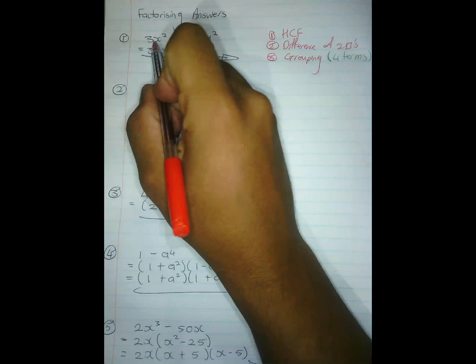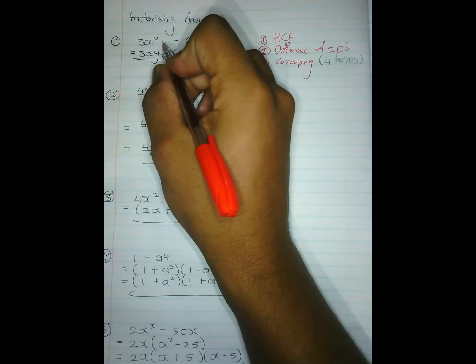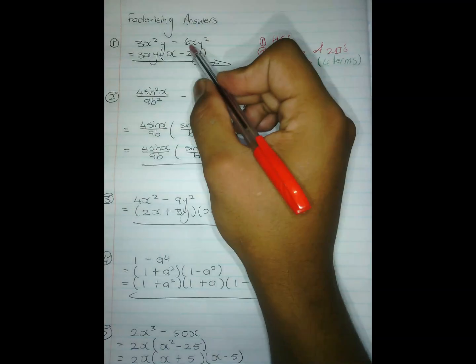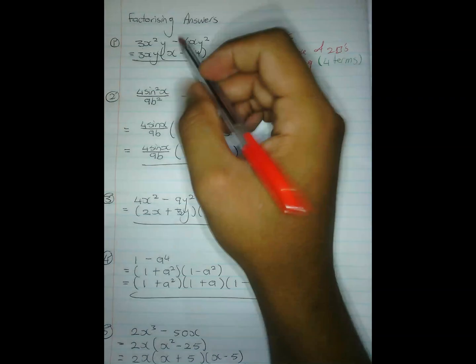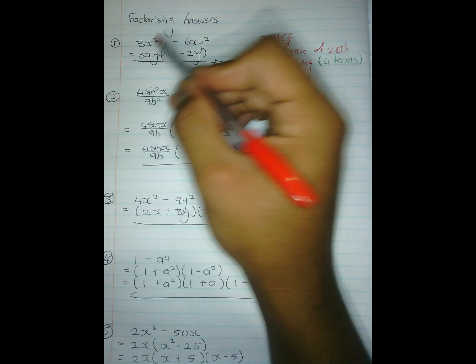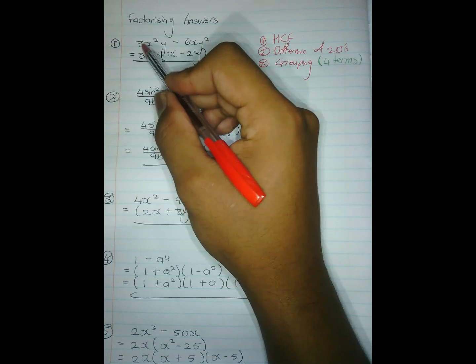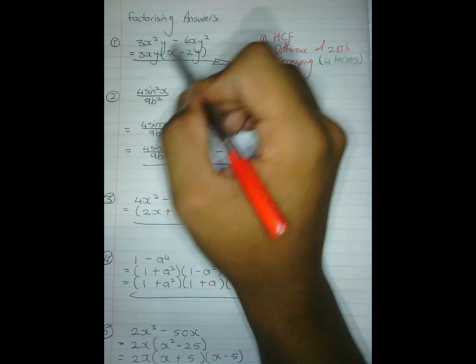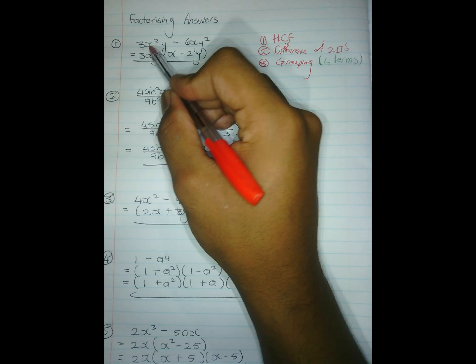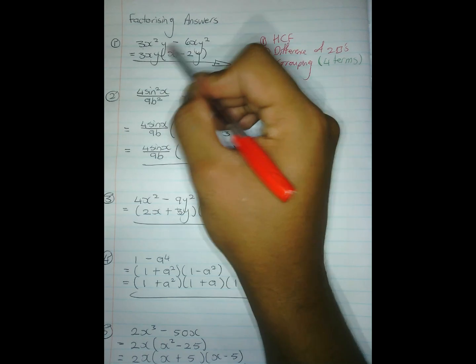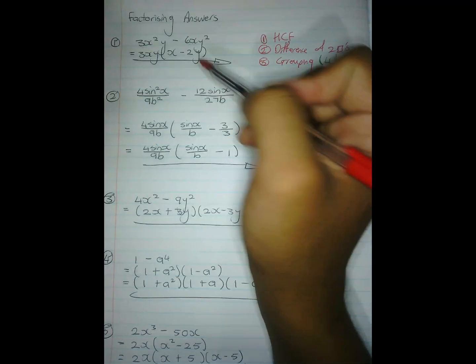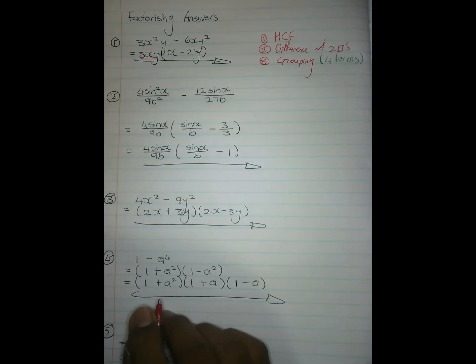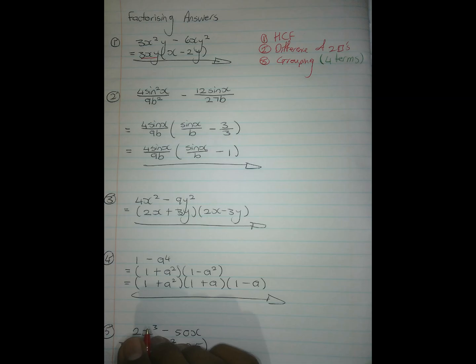So looking at question number 1, I have a 3x squared y on this side, and on this side I have a 6xy squared. So 3 can go into 6 and 3 can go into itself. That means the common factor that I have here is 3. But I also have an x there and an x here, and also a y there and a y there. So the highest common factor for that equation has to be 3xy.